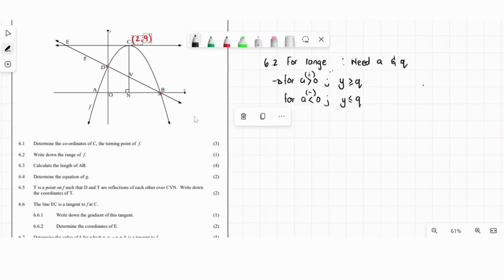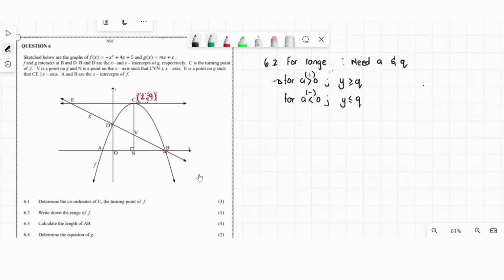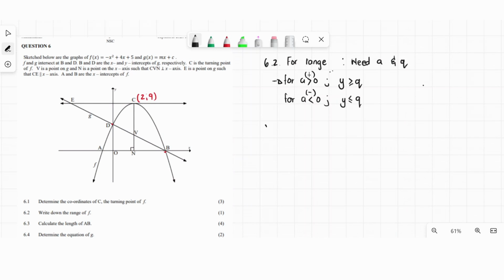We're going to go down and check what a is. We see from the equation that a is equal to -1, right? When a is equal to -1, it follows this rule. If it follows this rule, what's the next step? We need to find our q. Our q is from the turning point, right? This one is p and this one is q. So in our case, q is 9. So q is equal to 9. Then to write our range, therefore the range is what?